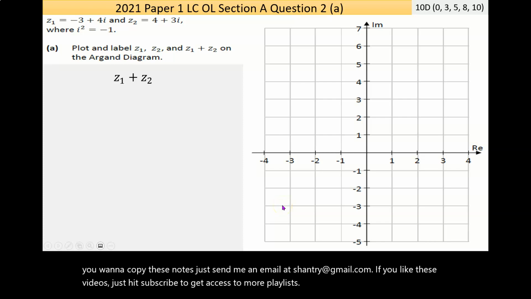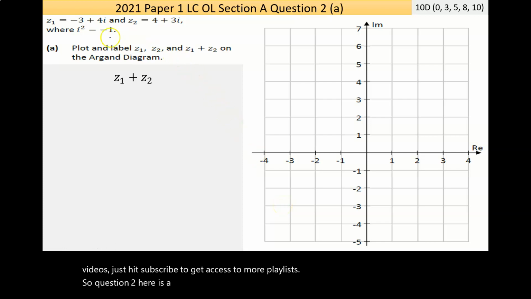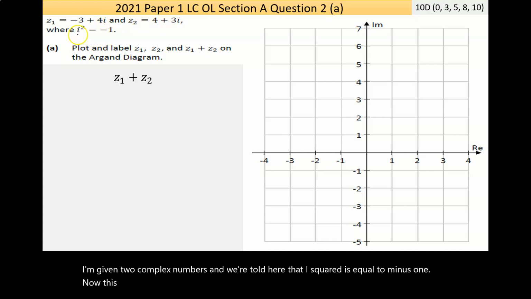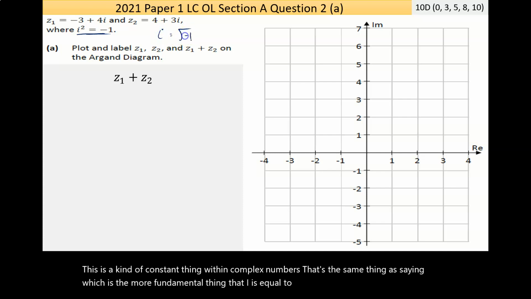So question 2 here is a complex number question. We're given two complex numbers, and we're told here that i squared is equal to minus 1. Now, this is a kind of constant thing within complex numbers. That's the same thing as saying, which is the more fundamental thing, that i is equal to the square root of minus 1.